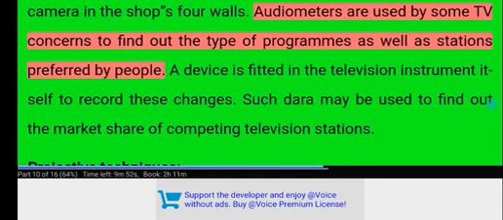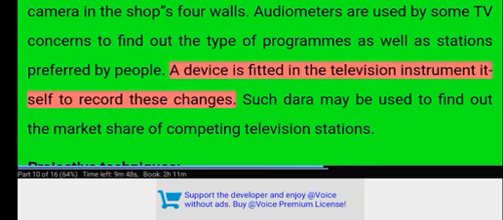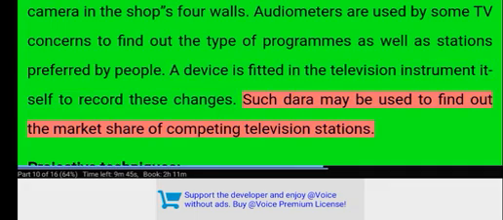Audiometers are used by some TV concerns to find out the type of programs as well as stations preferred by people. A device is fitted in the television instrument itself to record these changes. Such data may be used to find out the market share of competing television stations.